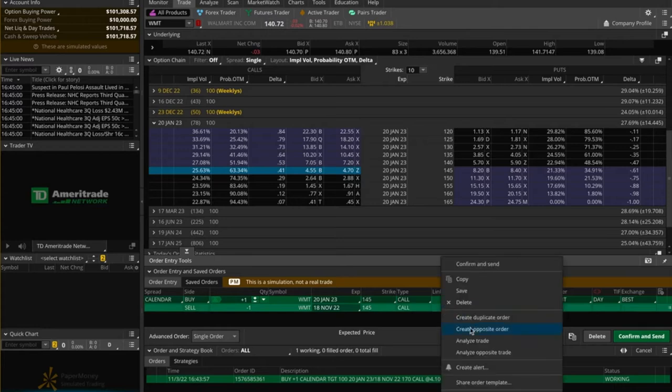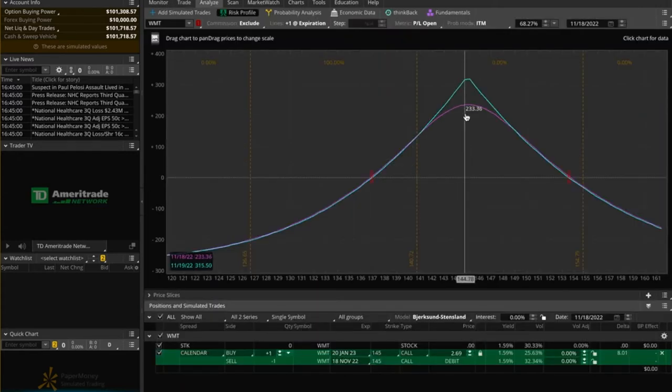And again, we go and analyze this trade. And that is what it's going to look like pretty much on the 18th. This is interesting, 100% probability is that it's going to be over here. So that's kind of bad. So we should probably move this 140 down a little bit lower.